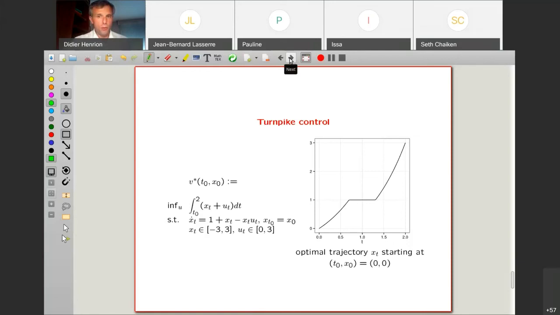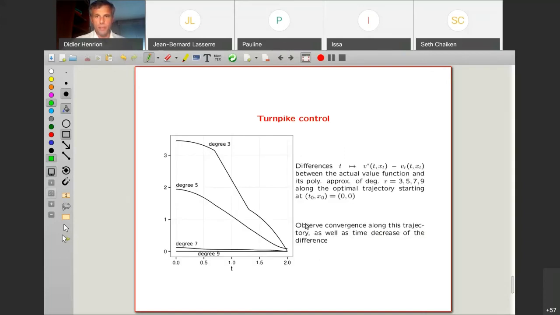So this problem can be solved analytically. It's a good example in the sense that we have the value function. I will not write it down, but it can be computed. And so we can plot the differences between the analytic value function and the approximations using polynomials of increasing degrees, VR, along the optimal trajectory of the previous slide.